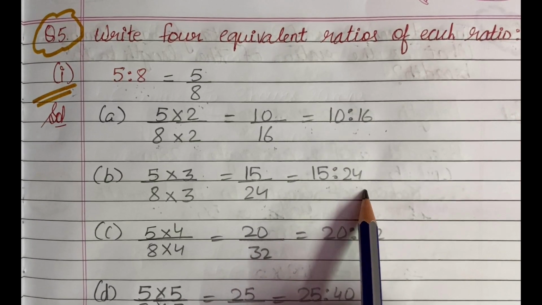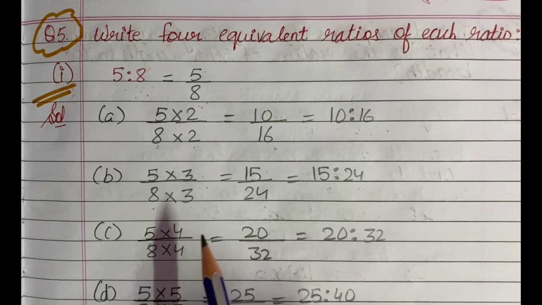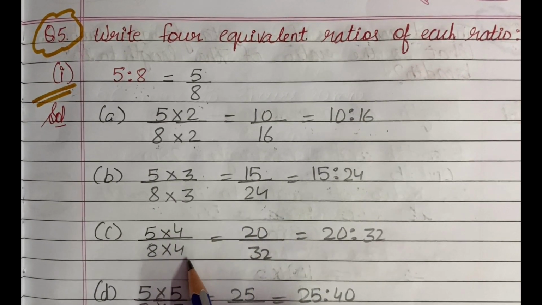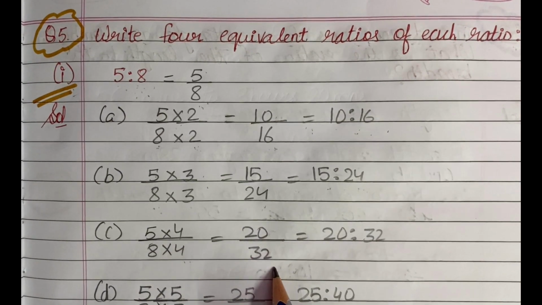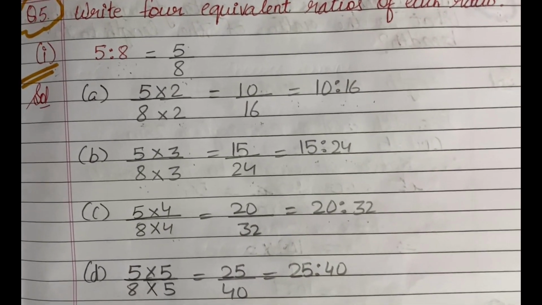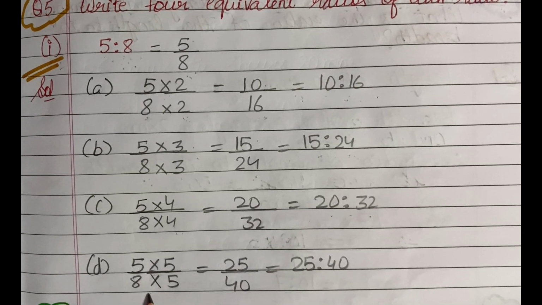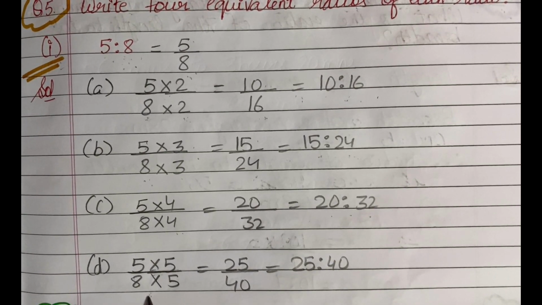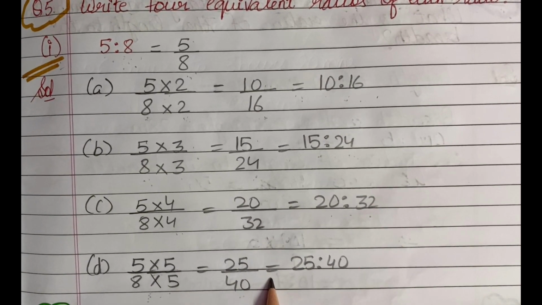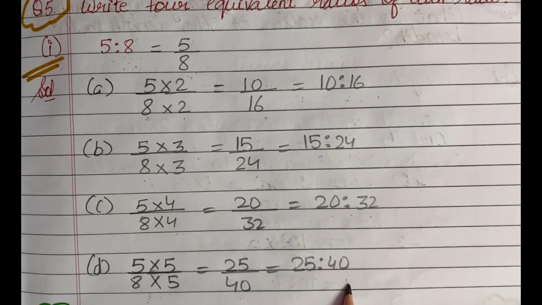is to 24. Now to find the third equivalent ratio, we will multiply the numerator and denominator of 5 by 8 by 4, and on multiplying we get 20 by 32, which is equal to 20 is to 32. Now to find the fourth equivalent ratio of 5 by 8, we will multiply the numerator and denominator of 5 by 8 by 5, and on multiplying we get 25 by 40, which is equal to 25 is to 40. Hopefully it is clear to you.